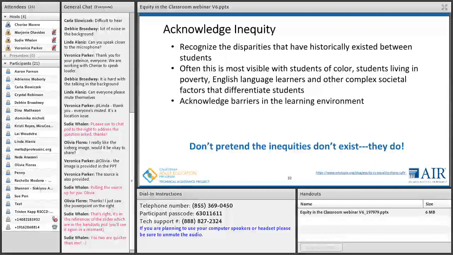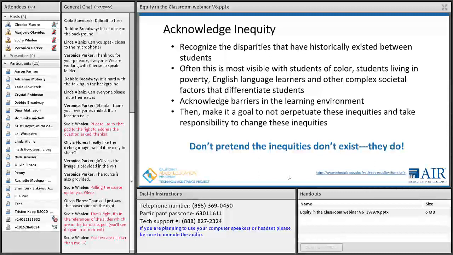Acknowledge that there are different barriers in the learning environment, and that our goal is really to not perpetuate the inequities, but to make sure that we recognize we have a responsibility to change those inequities.